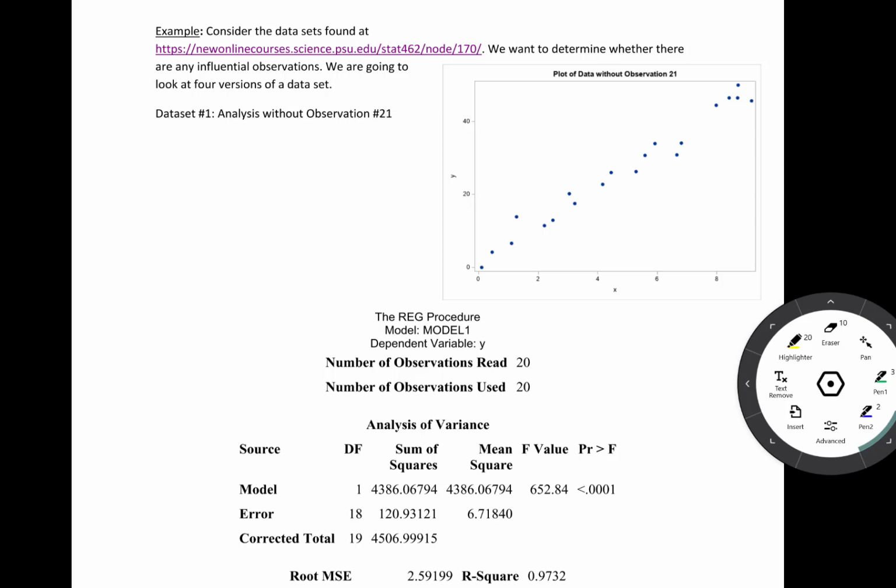So we're going to start out here with the first data set. This is the one without an additional 21st data point, so this one is only going to have 20 data points. Looking here at the scatter plot, we can see we've got a nice linear positive association. None of the points look unusual. Everything kind of flows in that nice straight line.